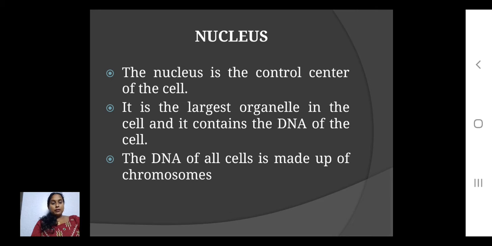Let us see them one by one. First one is the nucleus. The nucleus is the control center of the cell, and it is the largest organelle in the cell, and it contains the DNA of the cell. The DNA of all cells is made up of chromosomes. We all know that the nucleus is the center of the cell, and all cell functions are controlled by the nucleus. If the cell is the fundamental unit of the organism, then whenever you talk about the cell, the nucleus plays a very important role.